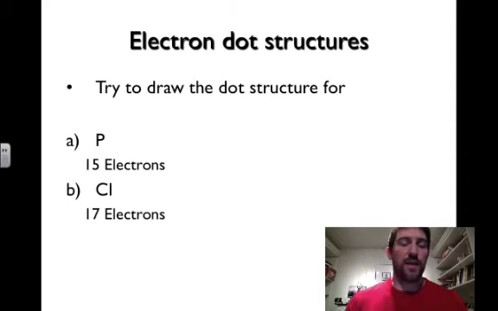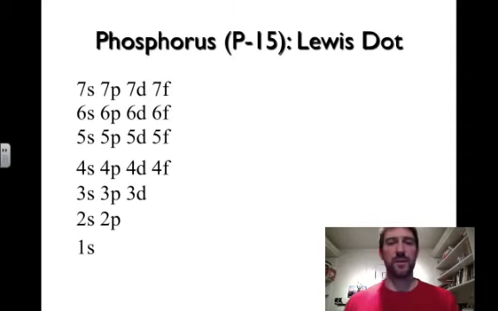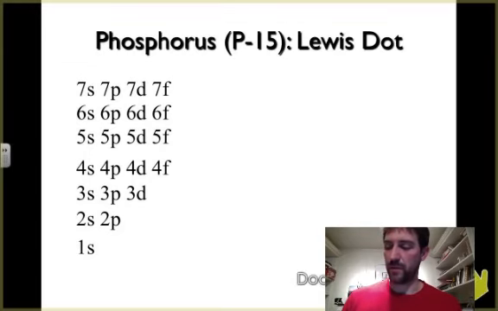So, how do we draw these out? If you don't know how to draw the electron configurations, you'll need to go back and view those other parts. But once you've figured that out and you know how to operate your periodic table, you can look at phosphorus, for example, which has 15 electrons, or chlorine, which has 17 electrons. So let's look at phosphorus. Phosphorus is number 15 on the periodic table, and this will sort of recap what we did in part 2, and we'll figure out what the electron configuration for phosphorus is.